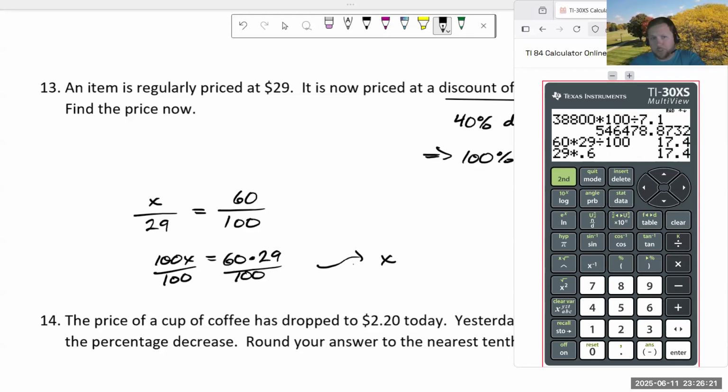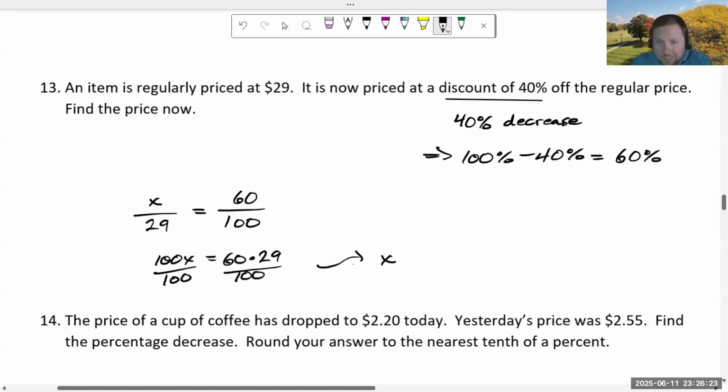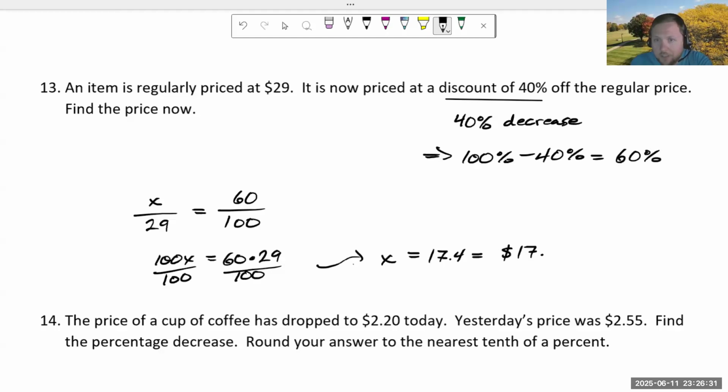So I'm just showing you one thing. I get this 17.4, but I want this to look like money. So I'm going to rewrite this as $17.40 is the sale price.